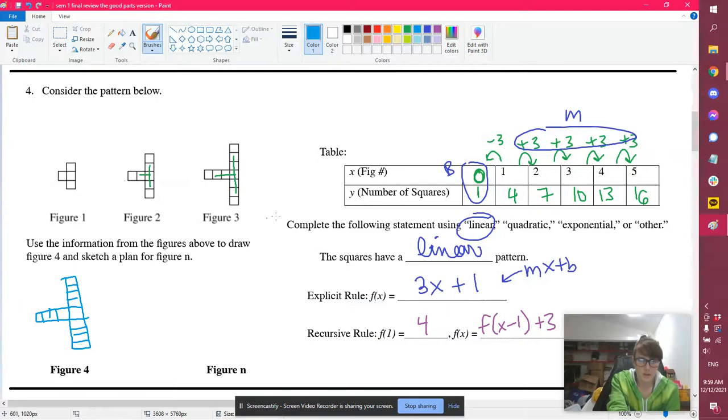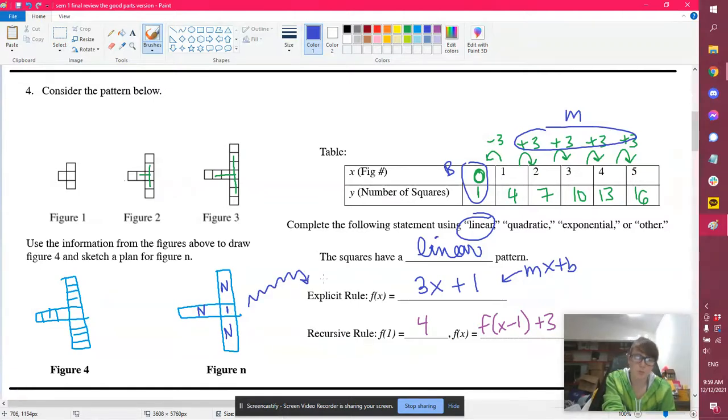Nice. And for figure n, I want to show off that each of the branches are n, and we've got this 1 in the middle, which again, if we treat our explicit rule like the area function of figure n, this makes sense to me. It's 3n's plus 1, and our equation was 3x plus 1.